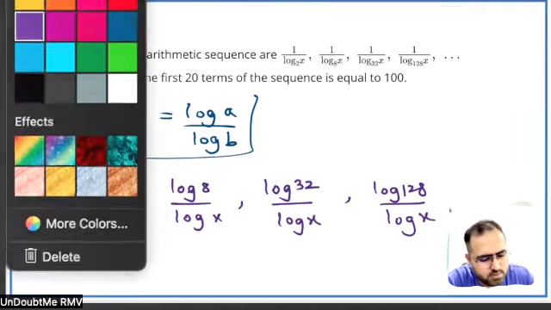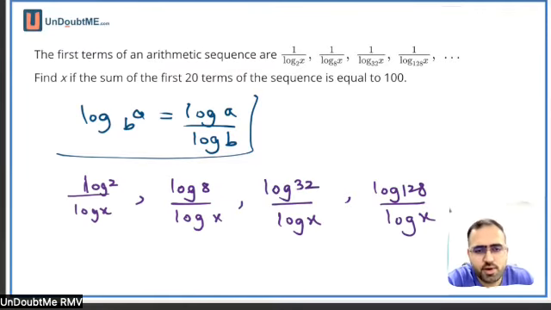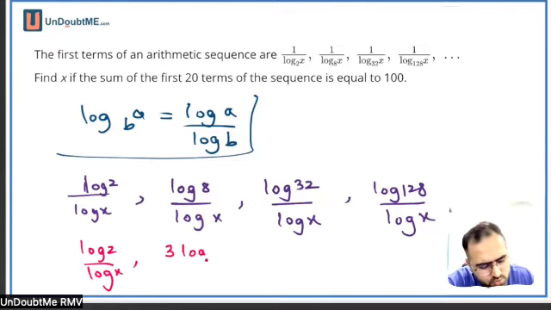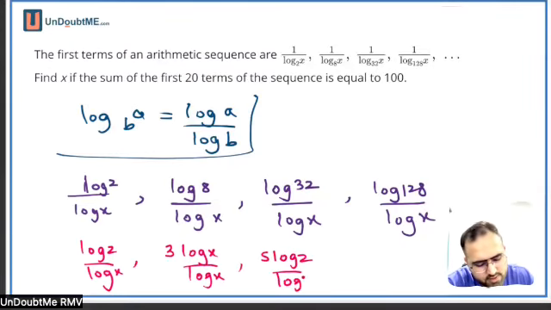Now the next step is, before actually going to find the common difference, we need to process it a bit. So what I'll do, first is log 2 by log x. I can't do anything, but the other one, 8, can be written as log of 2 cube. So it will be 3 log 2 over log x. Then it will be 2 to the power 5. So that will be 5 log 2 over log x. And then 7 log 2 over log x.